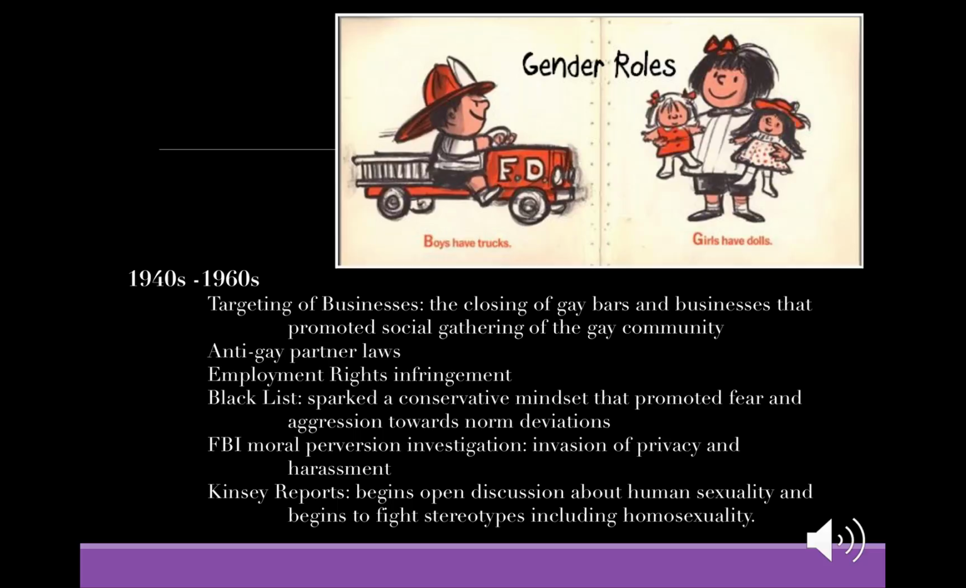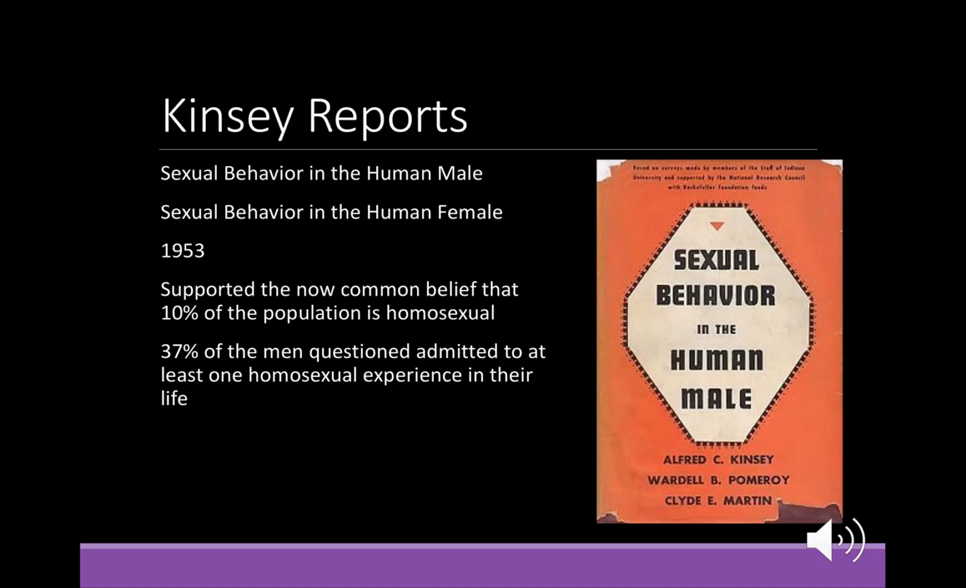And the Kinsey Report begins this opening discussion about human sexuality and begins to fight stereotypes, including homosexuality. Now, Alfred Kinsey's published report, Sexual Behavior in the Human Male, brought awareness to the sexual behavior of the human male and the human female in 1953 in his study. His study supported the now common belief that 10% of the population is homosexual.